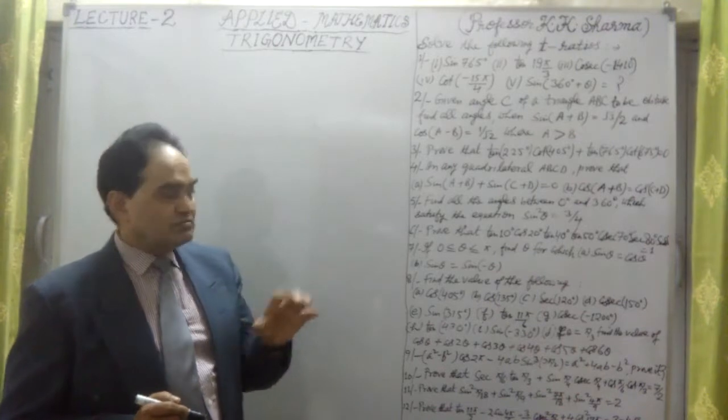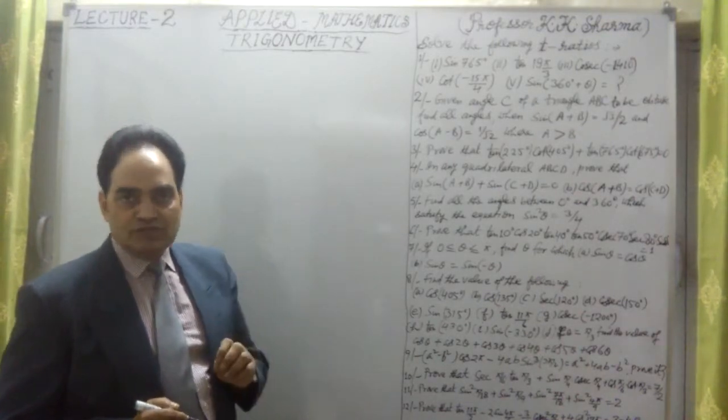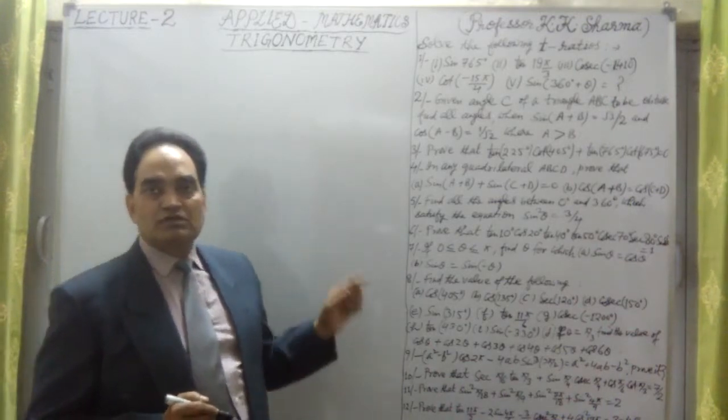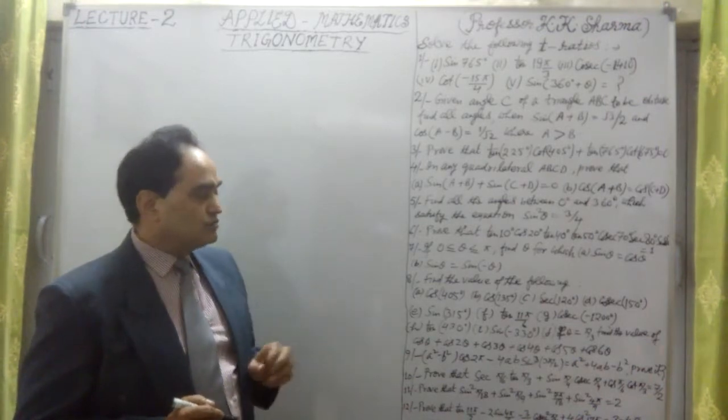There are 4 quadrants in a plane: first quadrant, second quadrant, third quadrant, and fourth quadrant. Based on these quadrants, the values are calculated. I'll describe how these values are calculated. That is very important to note down.